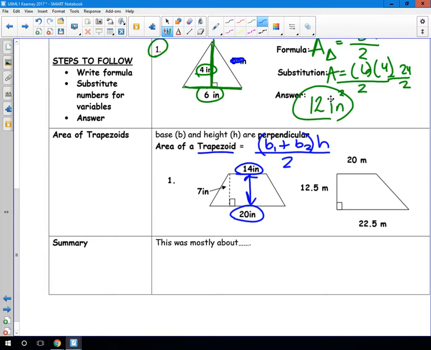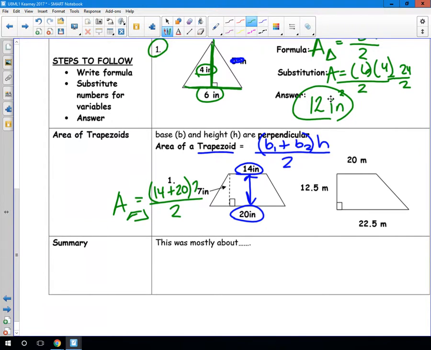So let's plug that into our formula. Area of number 1, this trapezoid. Base 1, and guys, it doesn't really matter which one's base 1 and base 2. You have two bases there. My two bases are 14 and 20. So 14 plus 20, and then we're going to do times the height. Remember, the height has to form a right angle. It's got to be standing nice and tall, perpendicular to the base. So my height there is 7. And then divide by 2.